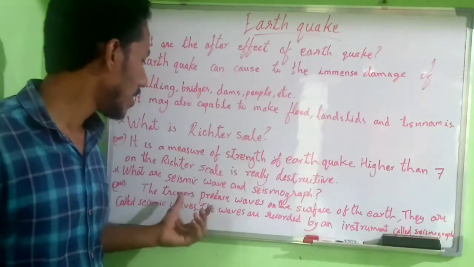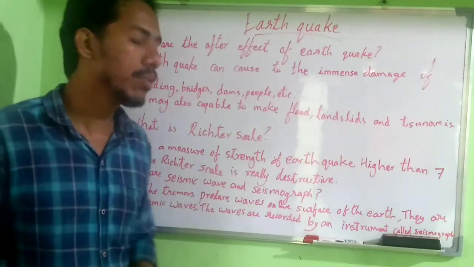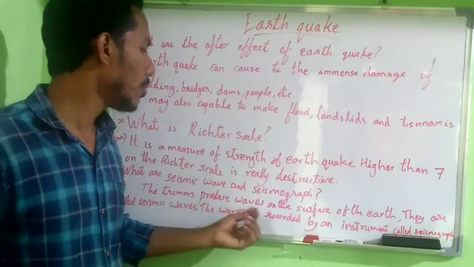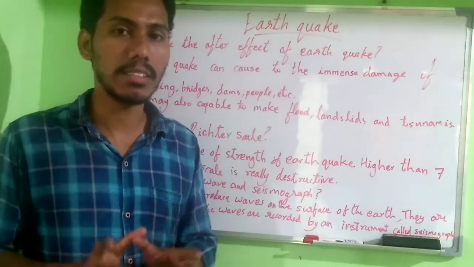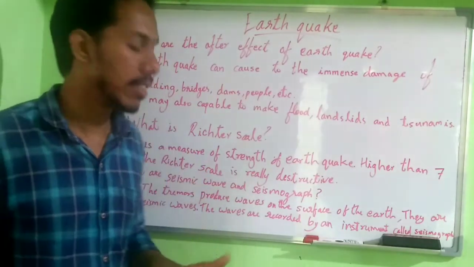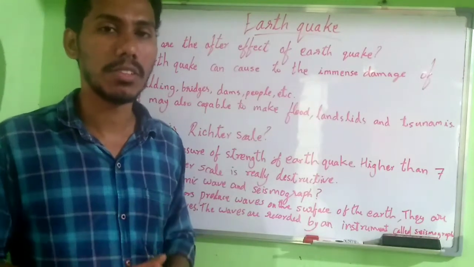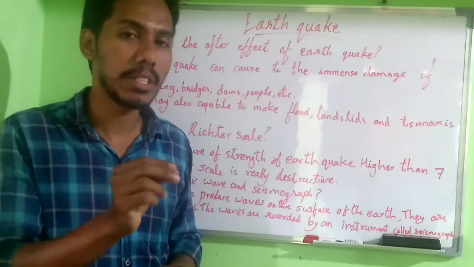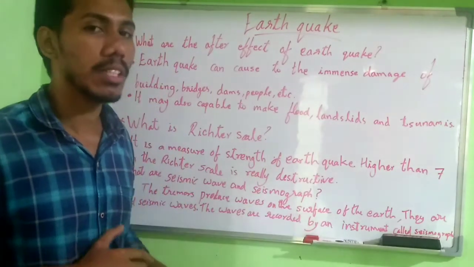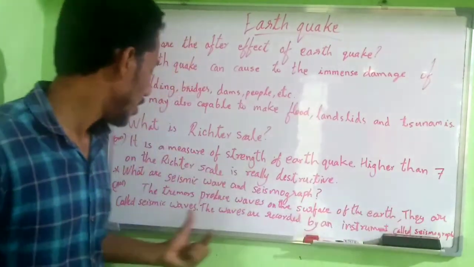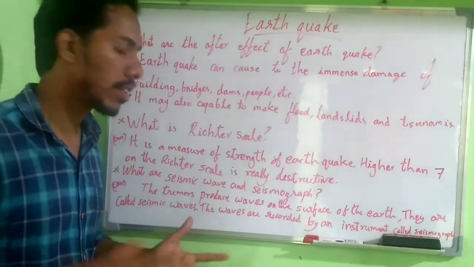Then, what are seismic waves and the seismograph? The tremors produce waves on the surface of the earth. We discussed that the land is vibrating continuously, and those vibrations, tremors, produce waves on the surface. We can measure the amplitude of those waves by constructing a seismograph. The tremors produce waves, and those waves are called seismic waves.